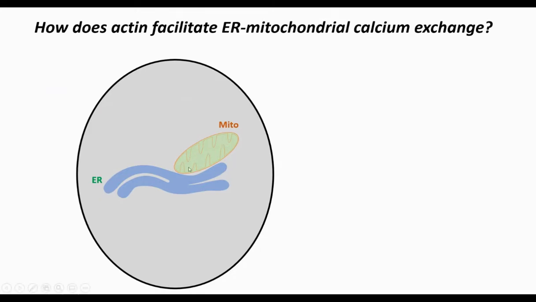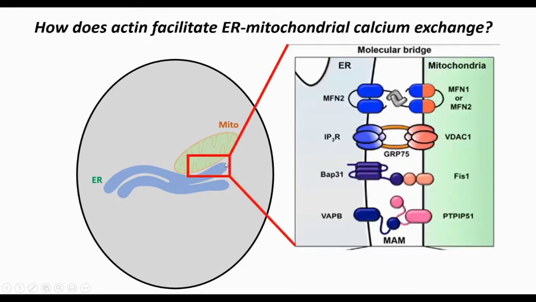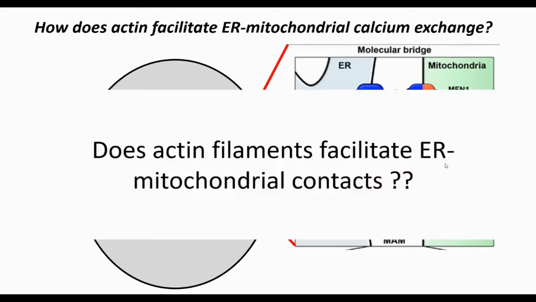Now, this is a field which has been studied for a pretty long time, and it's pretty well documented that the ER docks with mitochondria at several places, and there are bona fide proteins that can bridge these ER-mitochondrial contact sites, which help in transfer of not only calcium but also lipids and other substances. So we wondered if actin filaments were promoting ER-mito contacts to facilitate this calcium transfer.